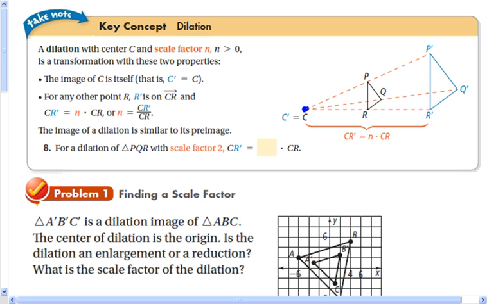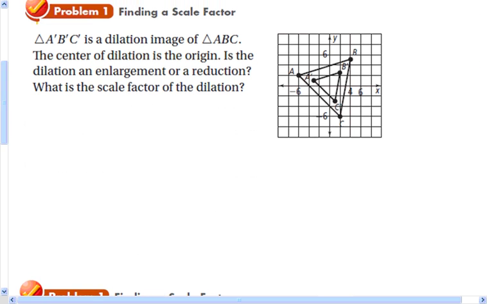For a dilation of triangle PQR with scale factor 2, CR prime is equal to 2 times CR, using that scale factor. All right, so triangle A prime, B prime, C prime is a dilation image of triangle ABC. The center of dilation is the origin, which I think is right there. So point 0, 0 is our center.